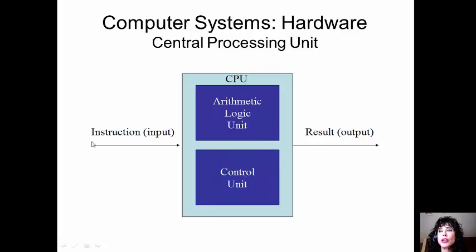So an instruction comes in, and the control unit is in charge of keeping track of which instruction is there, and the program counter especially, keeping track of what instruction we're on and what instruction needs to be done next. And the ALU will do some primitive operations, and then the result or output comes out of the CPU.